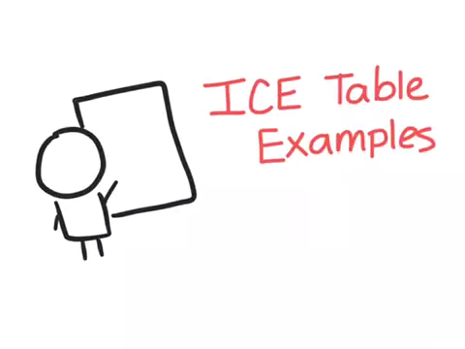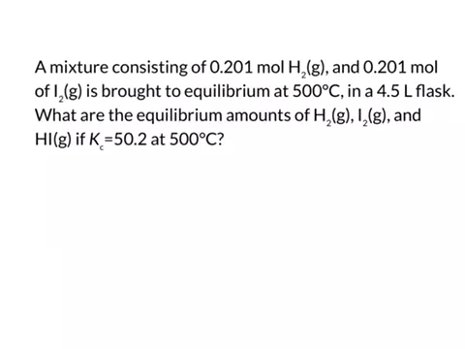In this video, we're going to walk through two examples of ice tables. The first will be finding equilibrium concentration, and the second will be using the reaction quotient. In our first example, we will be finding equilibrium concentrations of all species in a reaction.